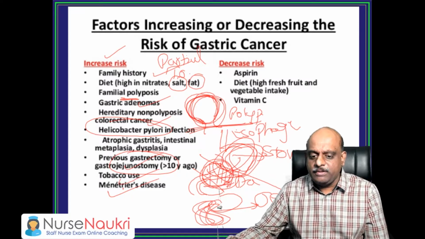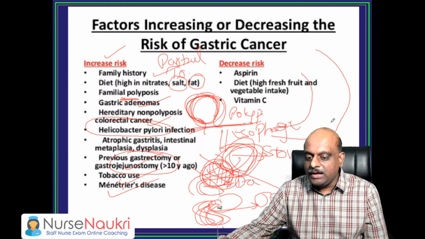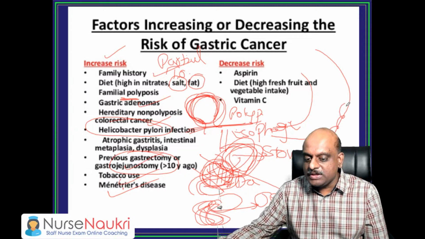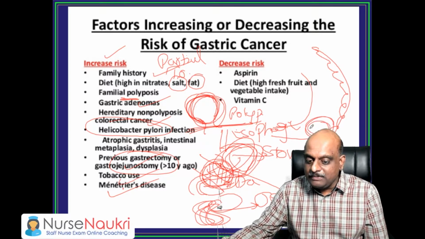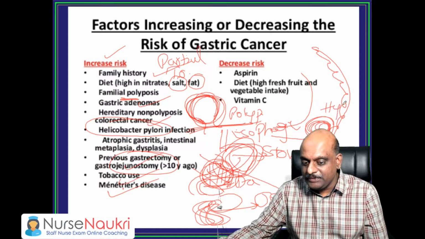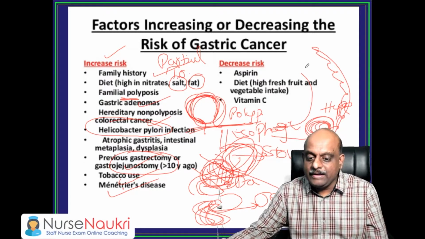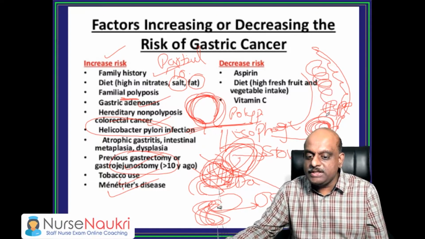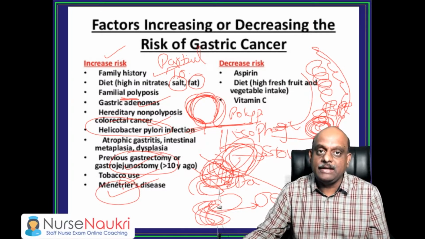Menetrier's disease, what is the meaning of it? Typically in Menetrier's disease, inside the stomach you have epithelium and mucosa, right? So this becomes hyperplastic, meaning it will multiply severely and a lot of multiple folds in the stomach will appear. That condition is called Menetrier's. That is also a risk factor.